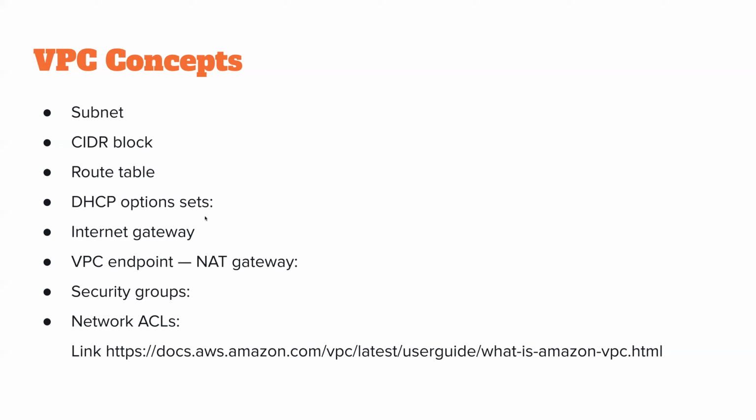So NAT gateway is supposed to be separate. If you have a private subnet and you want to provide internet to your private subnet, use a NAT gateway. So we'll see that in a minute. Security groups, I know we talked about this, is how you can open and close ports on your EC2 instance. And then network ACLs are essentially security groups, but on a subnet level. Security groups are on an EC2 level, network ACLs are on a subnet level, but you essentially do the same thing. You're controlling inbound and outbound routes.